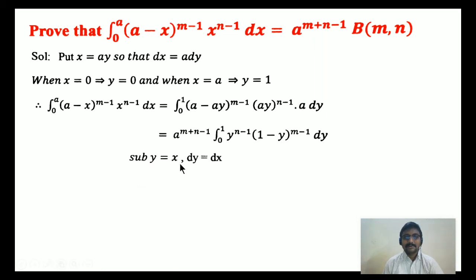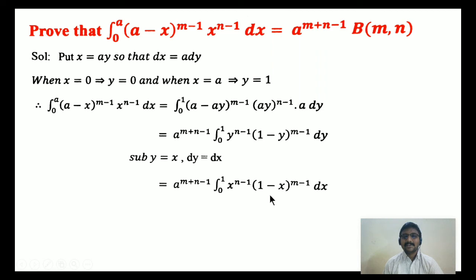Now substituting y equal to x, differentiating on both sides, we will have dy equal to dx, and we will have the same limits 0 to 1, because when y equal to 0, x equal to 0, and when y equal to 1, x equal to 1. So the same limits are obtained. Thus the above integral becomes a power m plus n minus 1, which is constant, integral 0 to 1, where y is replaced with x, that is x power n minus 1, and 1 minus y is replaced with (1 minus x) whole power m minus 1 dy. But what is the dy here? dx.